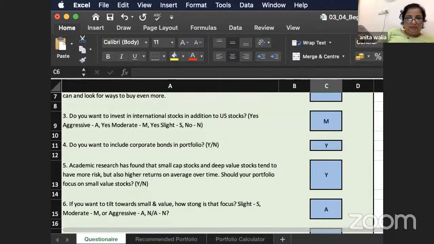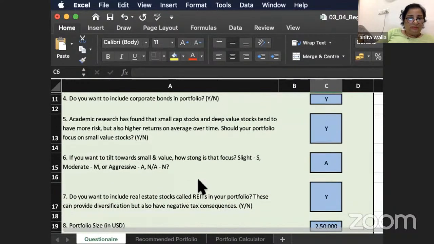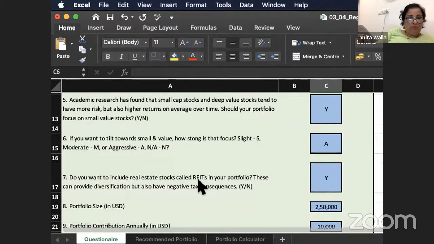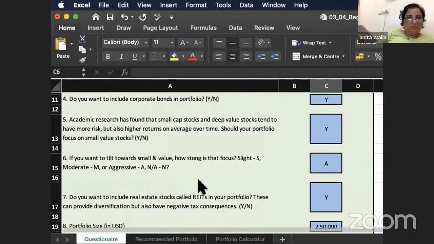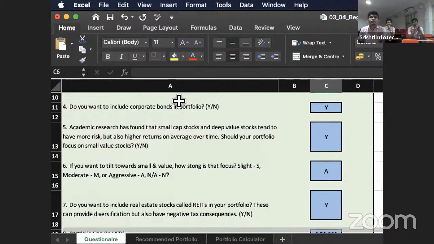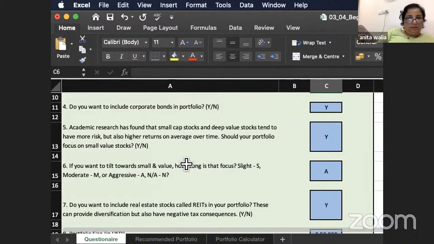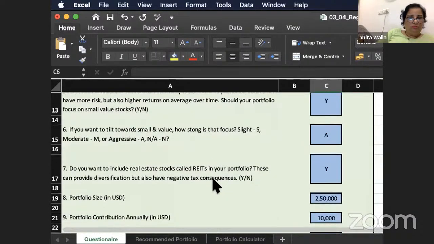Then let us say an aggressive tilt. Next up, do you want any real estate in the portfolio? If he says yes, then we can put that. Are you able to see the questions? Yes, ma'am. Bond is coming up. Yeah. Then the next thing, which I also told you, is do you want to tilt towards small value, slight or moderate? Let's say we can put it as aggressive.